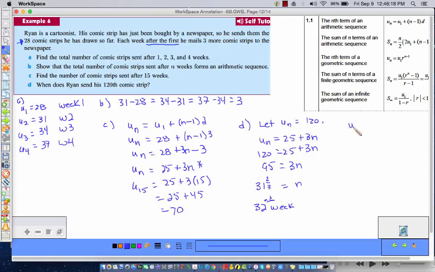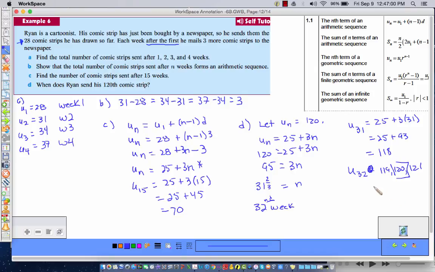Let's check out u sub 31. Well, we know that that is equal to 25 plus 3 times 31, which is equal to 25 plus 93. And let's see, 93 and 25 is 118. So after week 31, he has not yet sent in 120, but u sub 32, in the 32nd week, he will send in 3 more, which would be the 119th, 120th, and the 121st comic. So that is when it's going to happen.